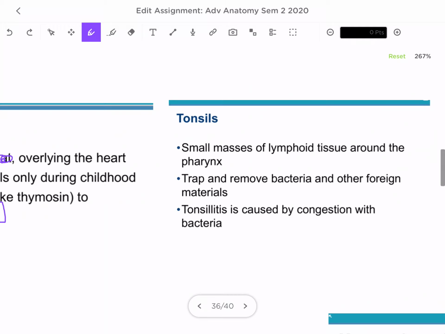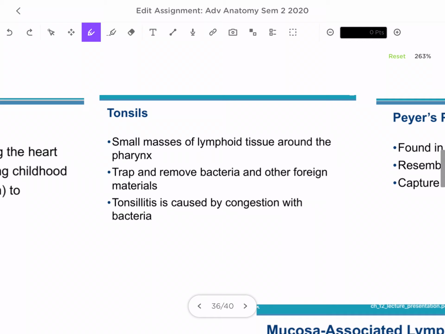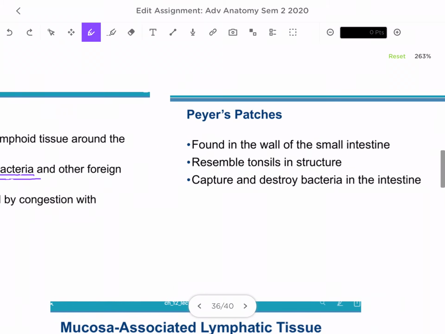Tonsils, you guys should be very familiar with tonsils. We talked about them quite a bit. Tonsils, remember, are located by your pharynx, and they are responsible for removing bacteria that is in the respiratory tract. And lastly, Peyer's patches. Peyer's patches are found in your small intestine, and they're kind of like tonsils, but they have lymphatic tissue that destroy bacteria in your intestine.